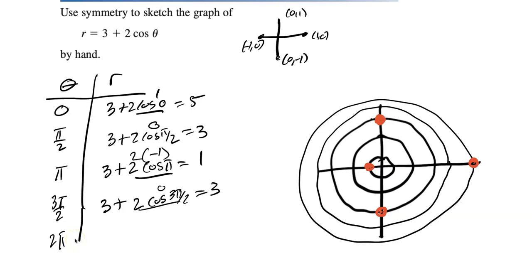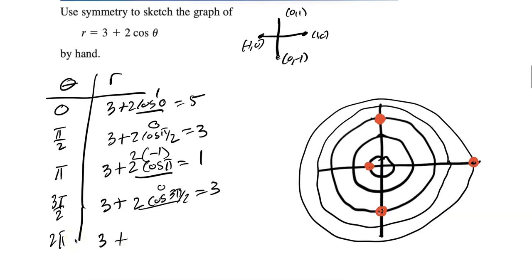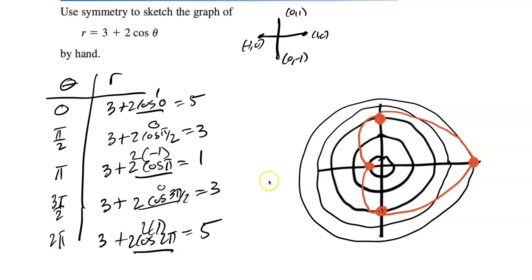And then 2 pi. 3 plus 2 times cosine of 2 pi. Well, that's 1, so 2 times 1 is 2 plus 3 is 5. So you get back to here. So my graph's going to kind of go like this. Now, it'd probably help if I had more points, like pi over 4, to see what that did. But in general, graphs like that. And you can see again, it is symmetric about this line here. I probably should have done pi over 4 in both ways to make sure it looks like that.